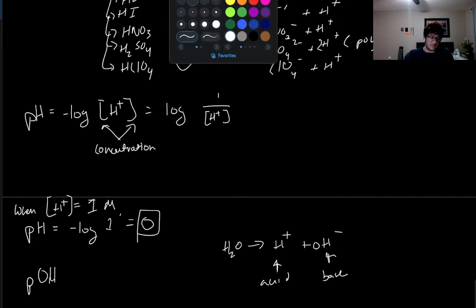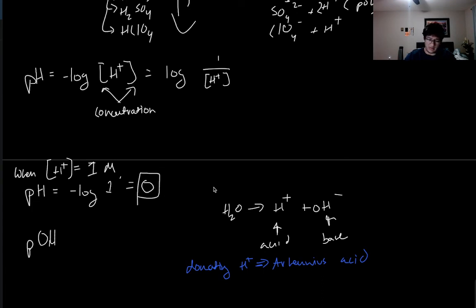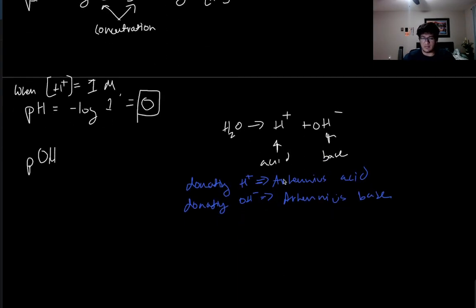And we can further clarify these things by using the Arrhenius definition, where something that donates H plus is an Arrhenius acid. Now donating OH minus in a similar fashion would be an Arrhenius base. So everything that's related to pH can be expressed in the forms of H plus and OH minus. And that's what we're going to do now.